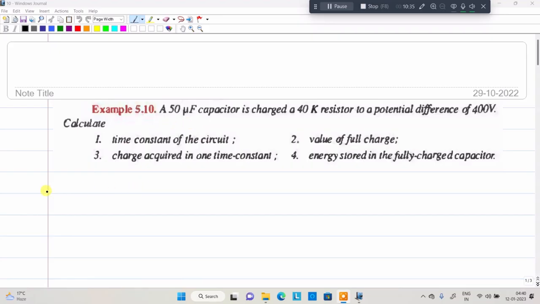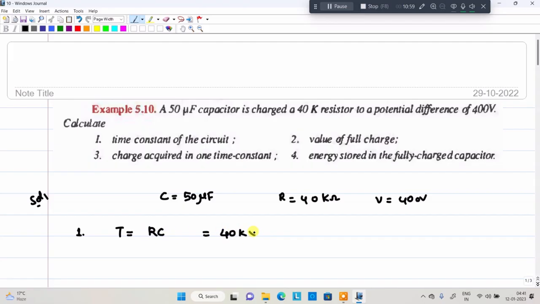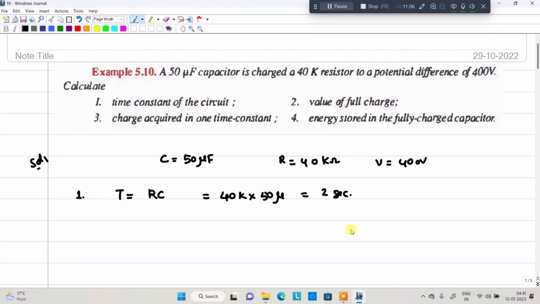So a capacitor is given, the value is 50 microfarad. The resistance value is given as 40 kilo ohm. The potential difference is 400 volt. These are the parameters we have. They are asking to find out, first, the time constant. T is equal to RC. R is 40K and C is 50 micro. That will be equivalent to 2 seconds. So the time constant is 2 seconds.